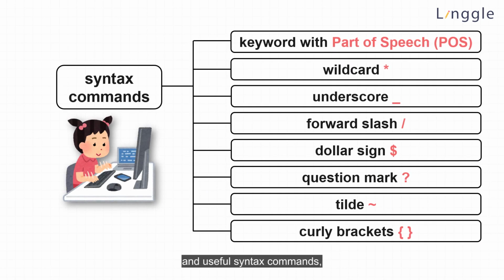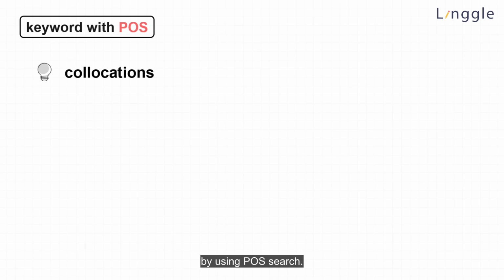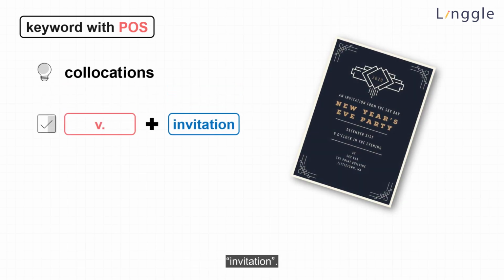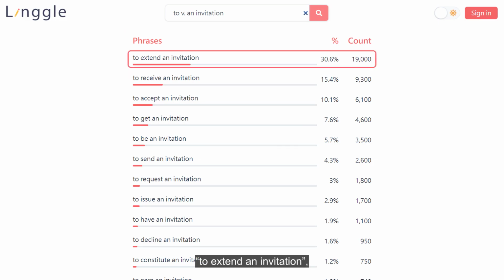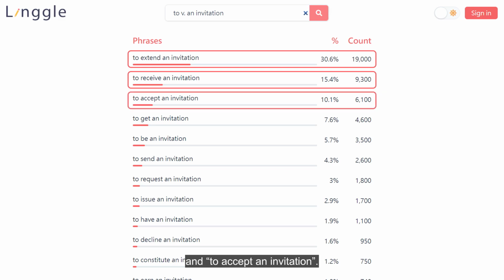With the 8 simple and useful syntax commands, Linggle can help you find different collocation information needed. Let's review them one by one quickly. Keyword plus part of speech. This syntax command is used to find related collocations by using part of speech search. For example, keyword plus part of speech syntax command can be used to find common verbs that can be used before the word invitation. Using the pattern to, verb, and invitation, the results include to extend an invitation, to receive an invitation, and to accept an invitation.